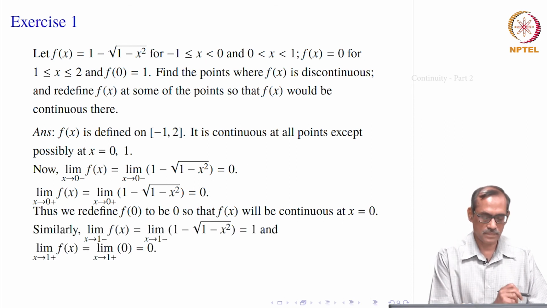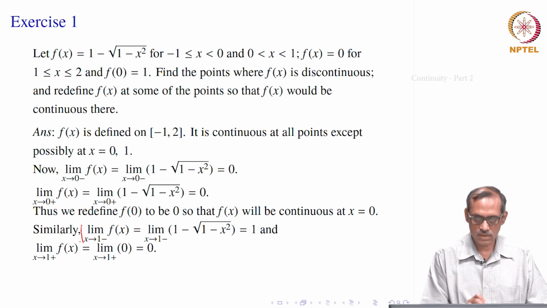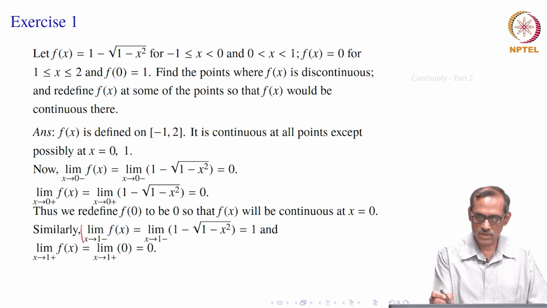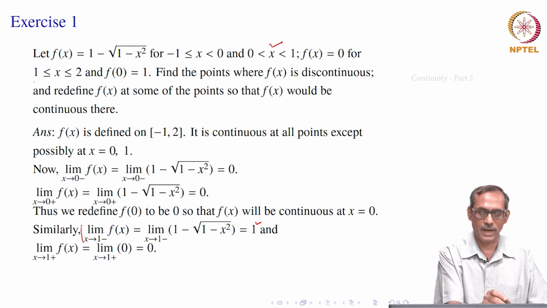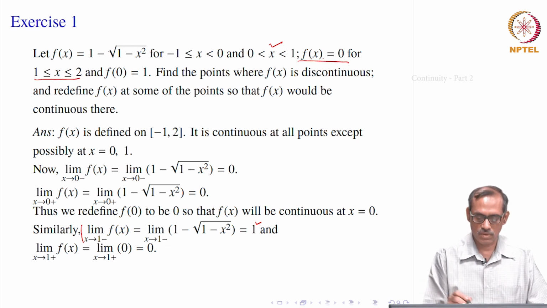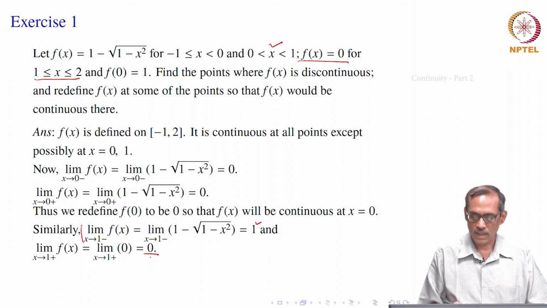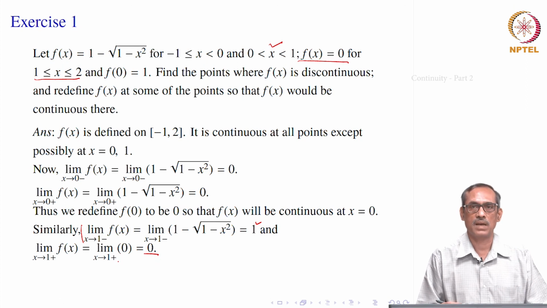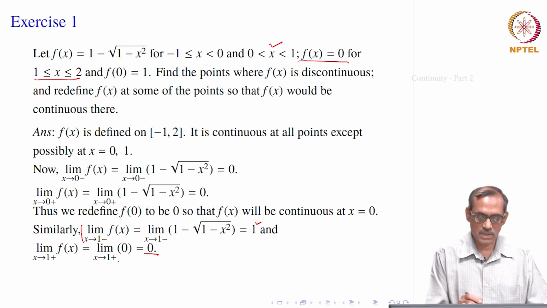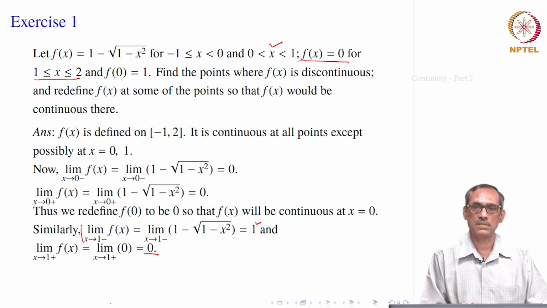Now, we will discuss at 1. At 1, again similarly, as x goes to 1 minus, f(x) is 1 minus square root of 1 minus x square, which equals 1. Now, when x goes to 1 plus, that is from the right hand side, it is the constant 0. So, the limit should be equal to 0. That is, the left side limit at 1 is not equal to the right side limit at x equal to 1, though both of them exist.